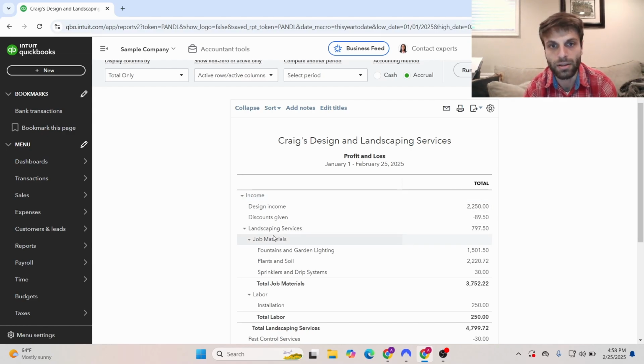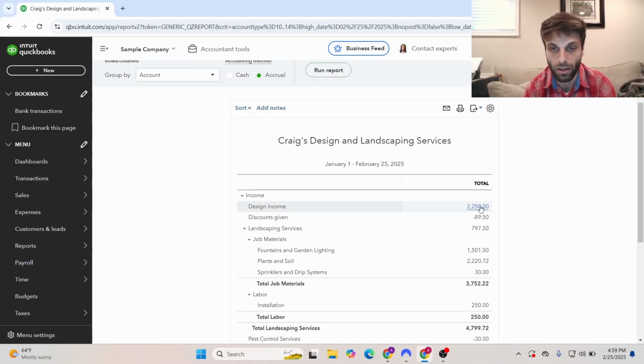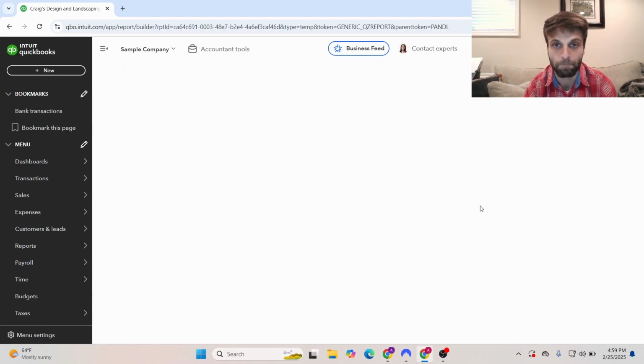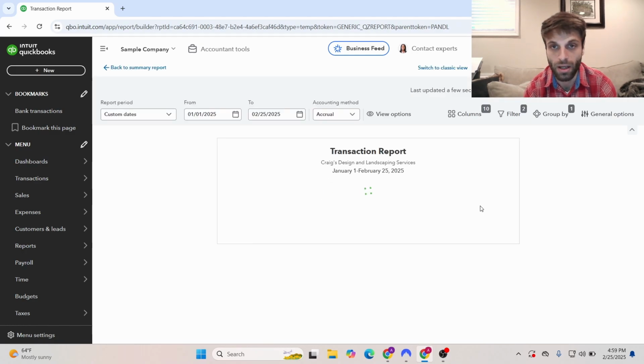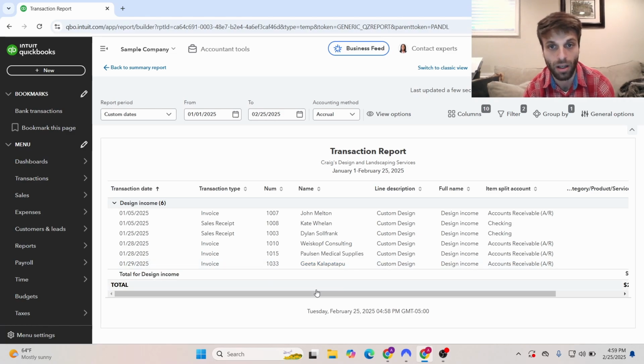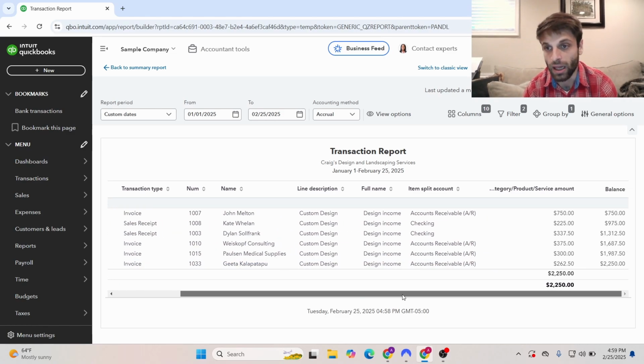So it's a little bit tricky to look at, like I said, some of the categories here. We'll see we have one line item for design income. The cool thing about this is we can click on these. If we go here, click on the right part, it will give us a transaction report. So that's basically all of the transactions that led up to this.